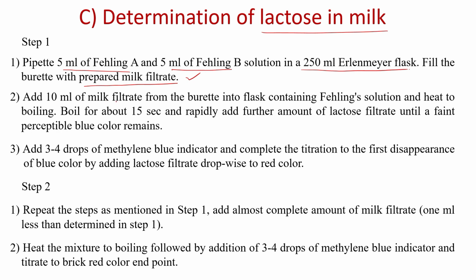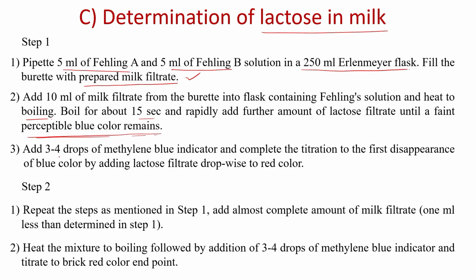Then add 10 ml of milk filtrate from the burette into the flask containing Fehling solution and heat to boiling. Boil for 15 seconds. Rapidly add further amount of lactose filtrate until a faint blue color remains. Okay, so now you have taken 10 ml of filtrate from the burette into the flask containing Fehling solution and heated to boiling. Boil for 15 seconds and rapidly add further amount of lactose filtrate until a faint blue color remains.